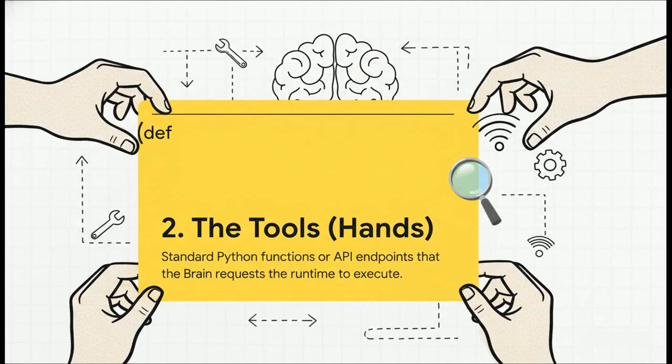Next up, you have the tools. You can think of these as the system's hands. And what are they? They're just your standard Python functions, your API endpoints, things you already build, like a get flight status function. The brain doesn't know how to implement these things, it just knows how to ask for them by name. The tools are your implementation layer.